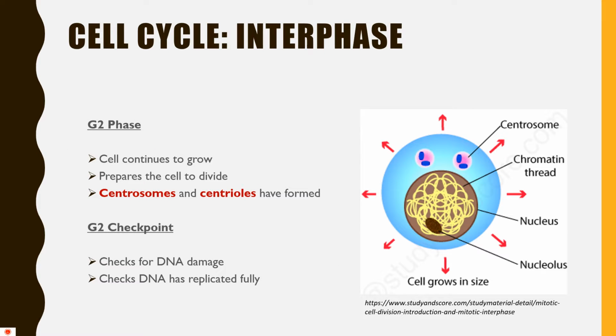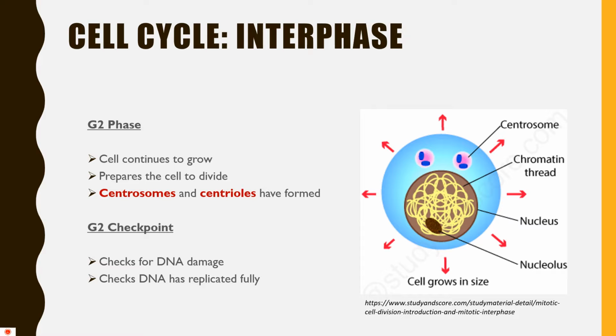The G2 phase is the final part of interphase. This is the second growing phase where the cell continues to grow and produce new proteins. This phase helps to prepare the cell for division. By this phase, two centrosomes have formed which contain two centrioles. These centrosomes help to organize the microtubules in the cell. Centrioles help to develop spindle fibers during mitosis.